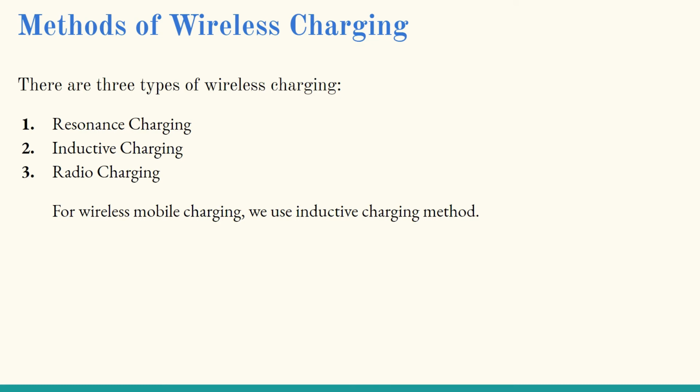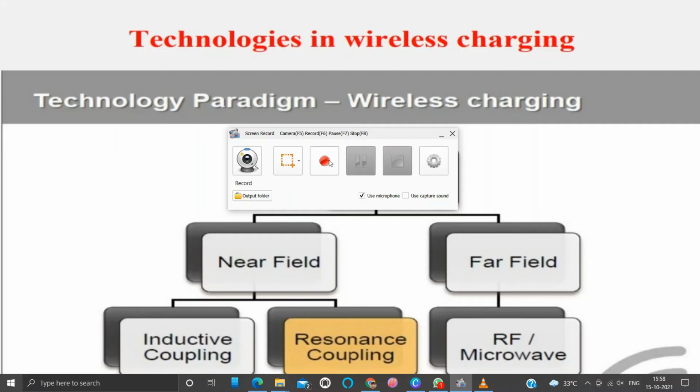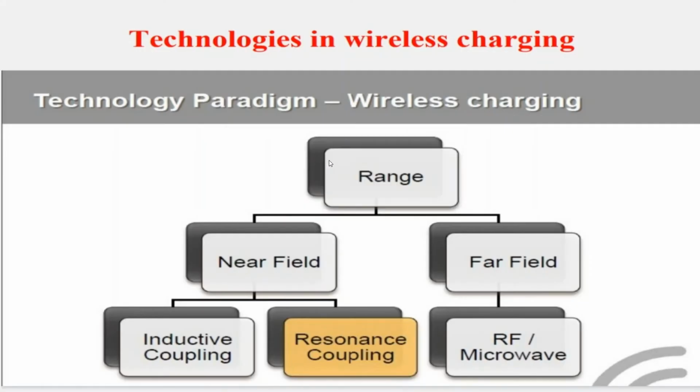Moving further, methods of wireless charging. There are three types of wireless charging: resonance charging, inductive charging, and the last one is radio charging. For wireless mobile charging, we use the inductive charging method. We know that wireless charging depends on the range.